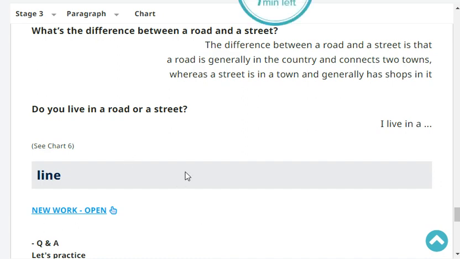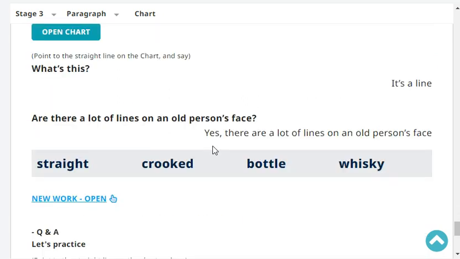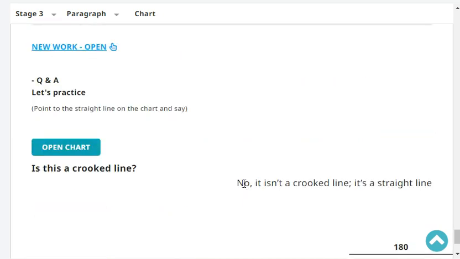Line. What's this? It's a line. Are there a lot of lines on an old person's face? Yes, there are a lot of lines on an old person's face. Straight, crooked, bottle, whiskey. Is this a crooked line? No, it isn't a crooked line.